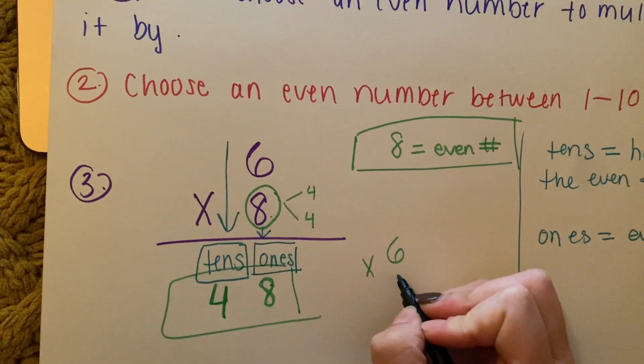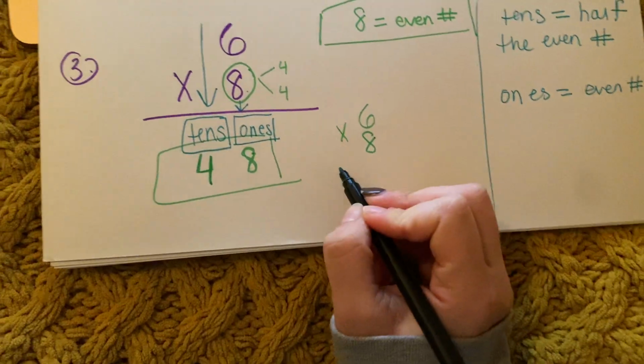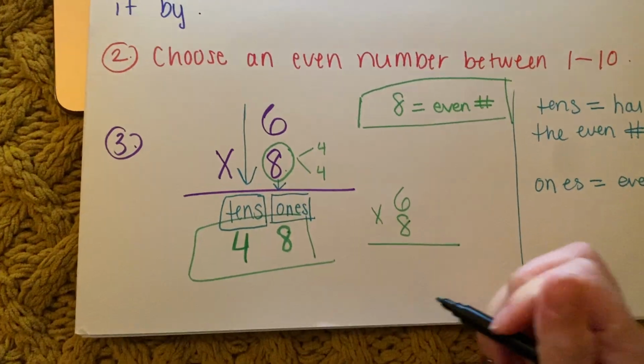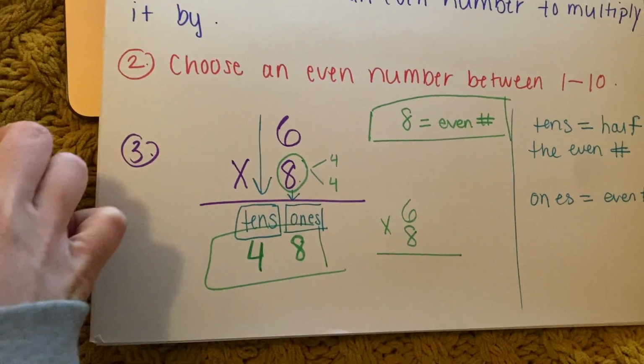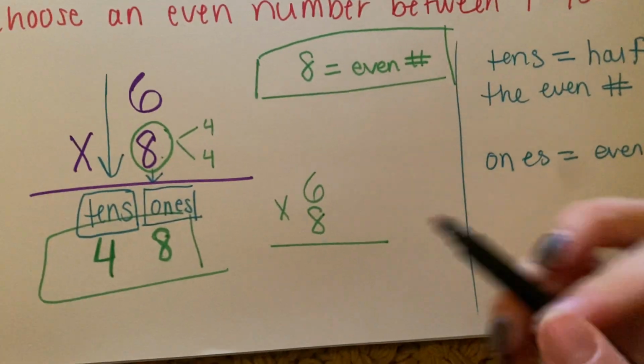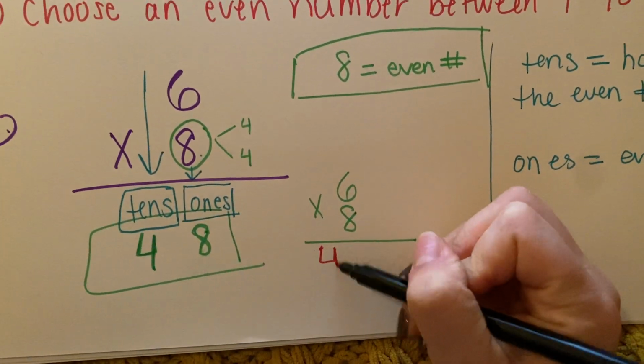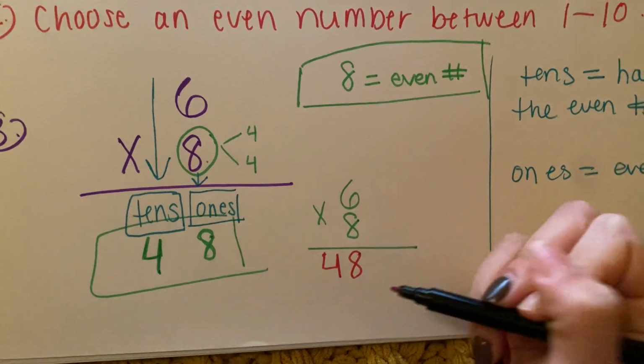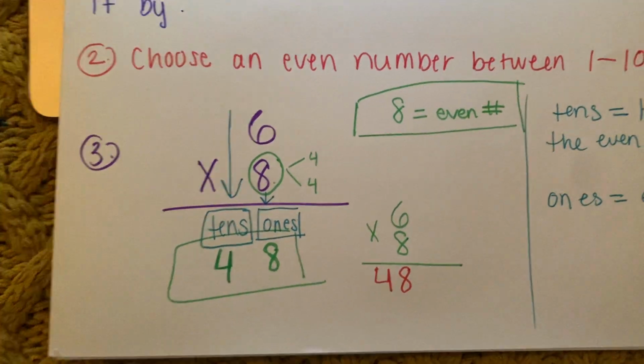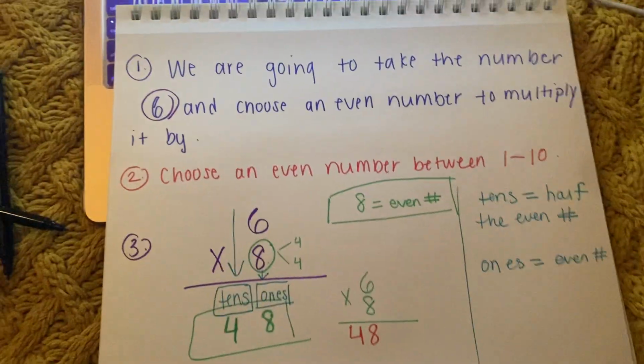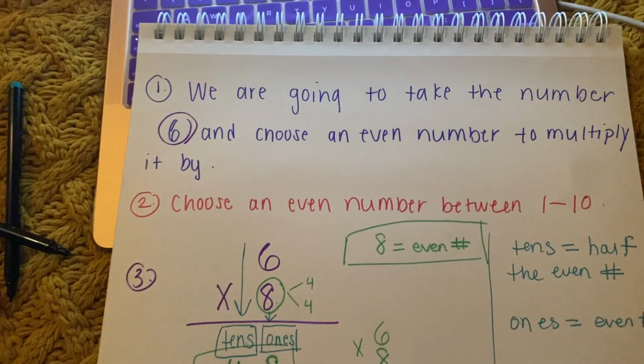If you want to rewrite it over here so they can read it a little better, I'll do the answer in red. This is the tens we remembered, and that is the ones. So 6 times 8 is 48. This is how I would explain this algorithm to a third grader.